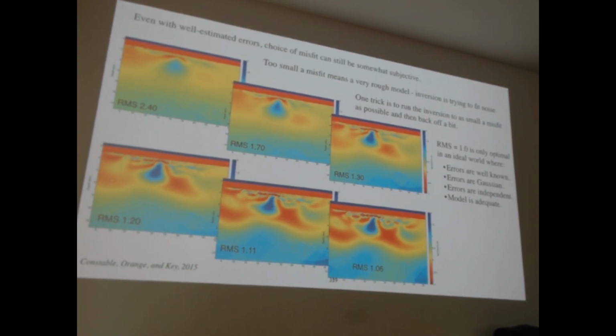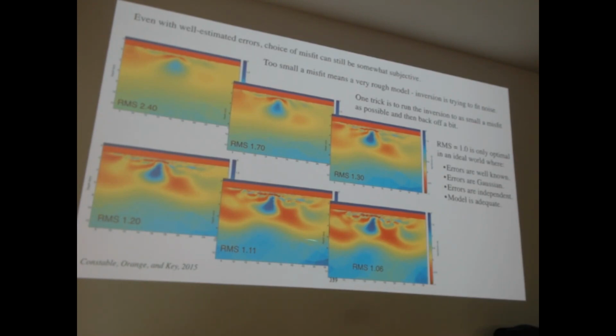Here are models with RMS 2.4, which is the one we just saw, converged. I can drive this all the way down to nearly RMS 1, but look, I'm starting to get my rough model back, my D plus type model. So I don't know, maybe RMS 1.7 is good. This blue thing is the resistive salt thing. So sometimes it's difficult to know just how well to fit the data.